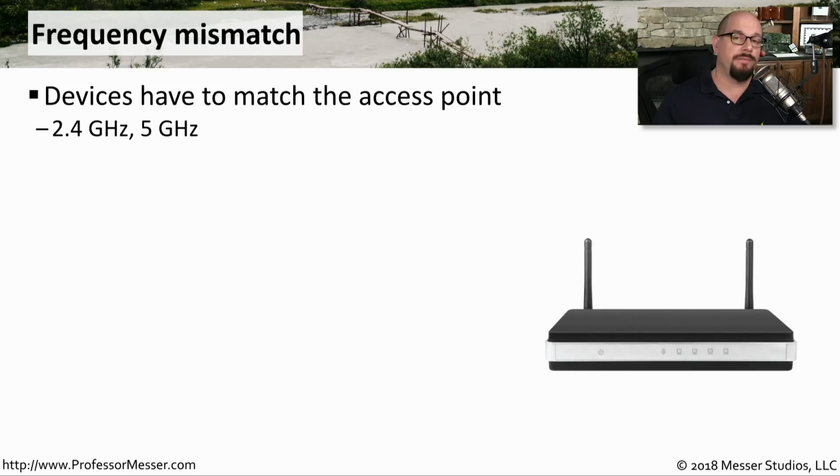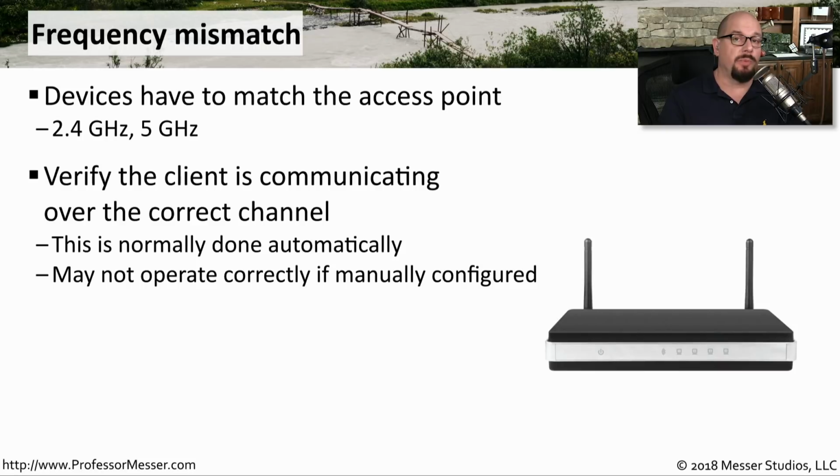We have a number of different 802.11 wireless standards, and some standards might use different frequencies than another standard. One thing that we have to make sure is that the devices that we're using are going to be matching the frequencies available on that access point. Sometimes you may run into problems where a client on the network is communicating to the access point, but over a slightly different frequency.